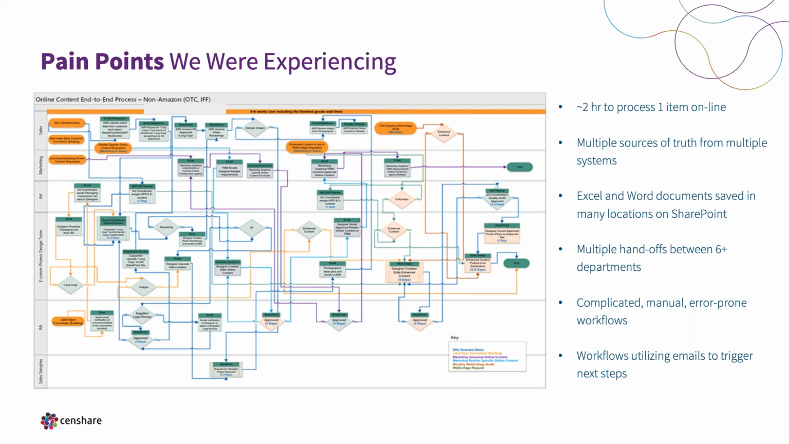And Josh's little story that he told earlier about one company that did an audit and they had 70% of their info across all of the different locations, and they found that it was inconsistent. We have the same thing, and Censhare is going to help us fix that by having a central location, one source of truth for information where everybody goes in and collaborates. So, multiple sources of truth for multiple systems, tons of Excel and Word documents saved all over a SharePoint site. I talked about the handoffs, very complicated manual and error-prone workflows.